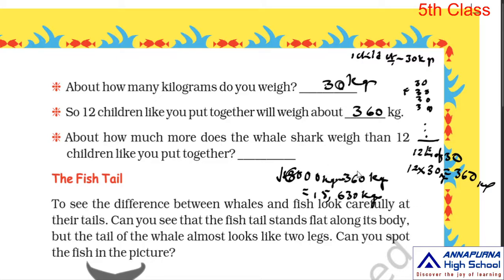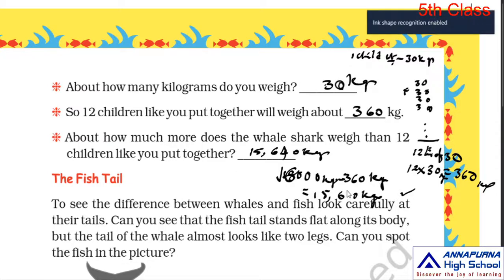We have to subtract. Therefore, the whale shark weighs 15,630 kgs more than the weight of 12 children. So, not 15,630, it is 15,640.